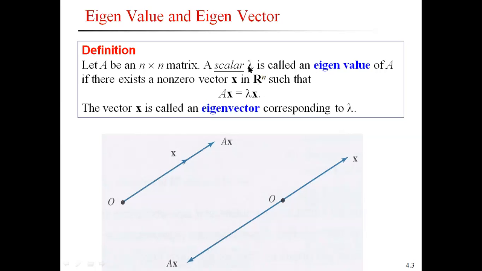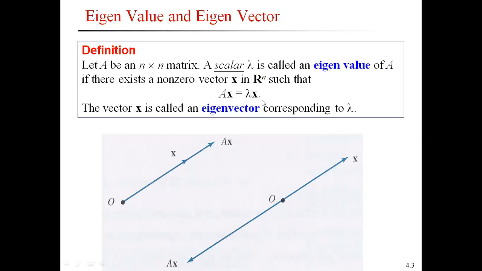Here, the scalar lambda is called an eigenvalue of A, where A is the given n by n matrix. And the vector x is called the eigenvector corresponding to the eigenvalue lambda. This can be represented geometrically. This is the origin, and from the origin to this vector x is drawn like this. Therefore, the multiplication Ax can be represented like this, and in another way, the vector Ax can be expressed like this.